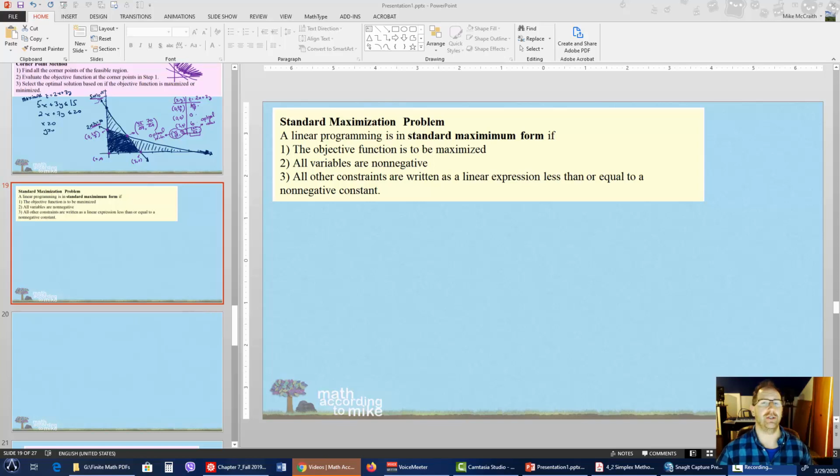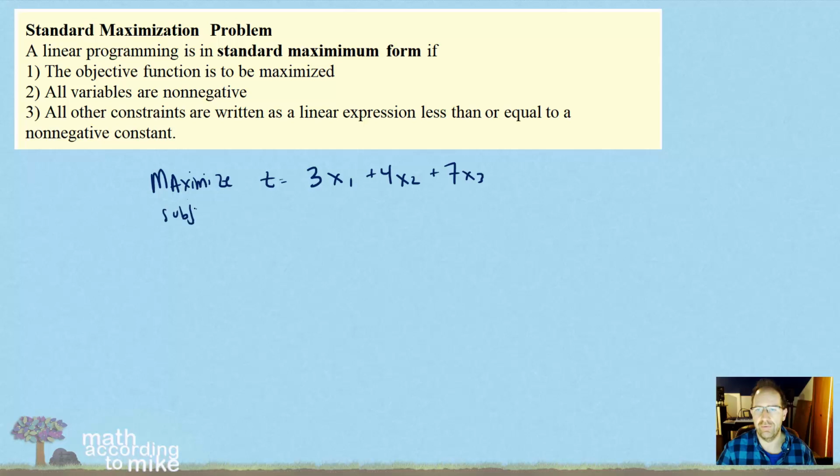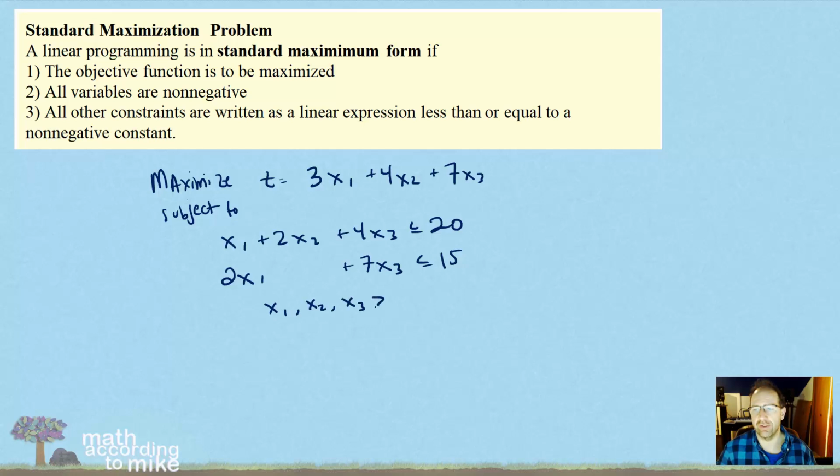Okay, we start off with a definition, namely the definition of a standard max problem. So in a standard max problem, 3 things must be true. The objective function is to be maximized. All the variables are non-negative, and all other constraints are written as linear expressions less than or equal to a non-negative constant. So, for example, we would have something like maximize z is equal to, I'm just making this up, 3x1 plus 4x2 plus 7x3, subject to x1 plus 2x2 plus 4x3 less than or equal to 20, 2x1 plus, I don't know, we'll do 7x3 less than or equal to 15, and your x's are greater than or equal to 0.